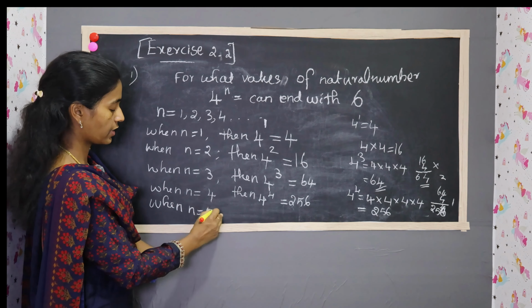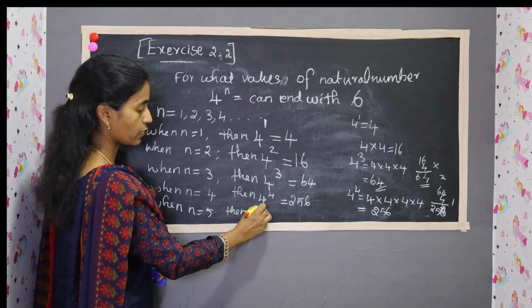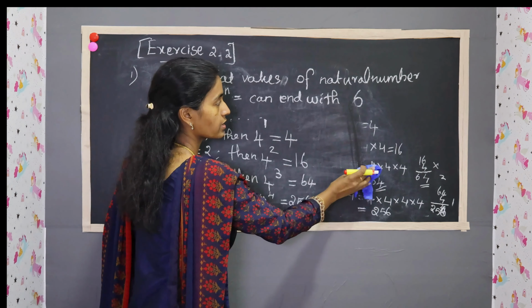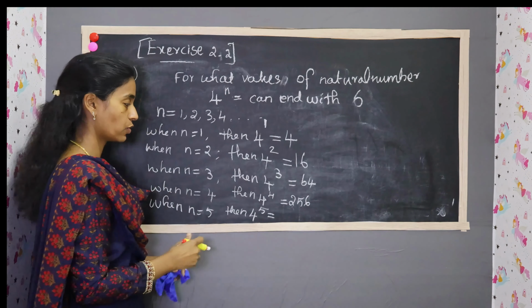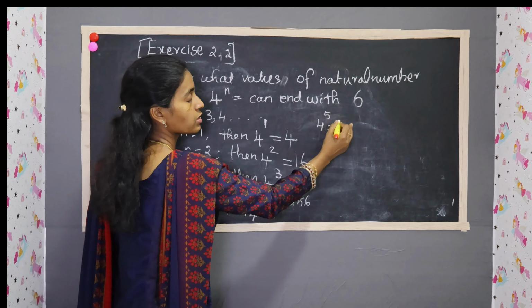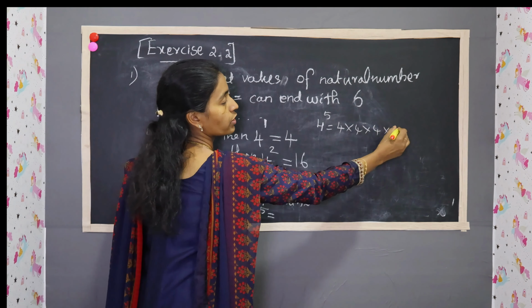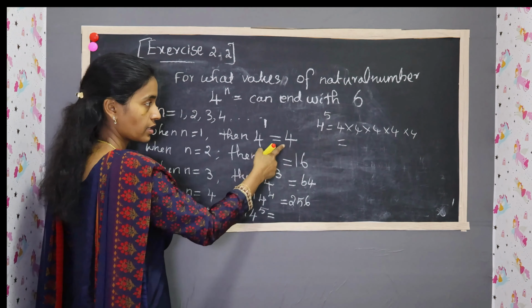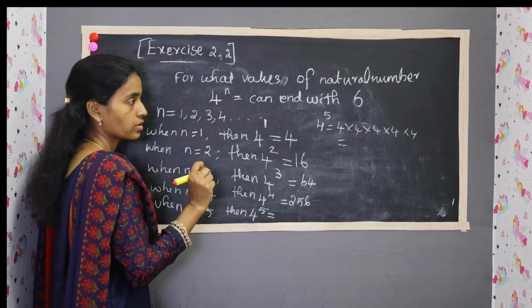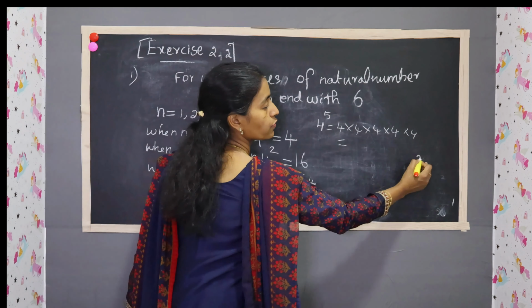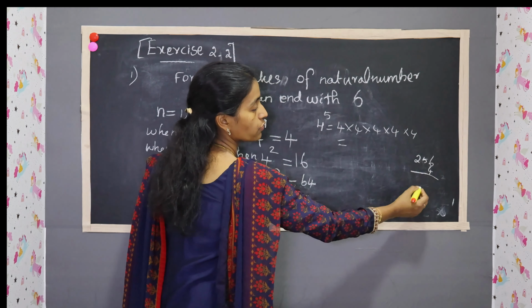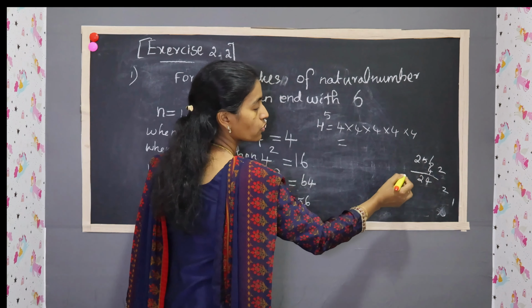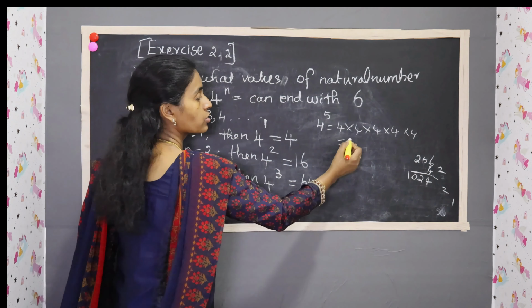When n equals 5, 4 power 5 would be how much? 256 into 4. 4 power 5 means 4 into 4 into 4 into 4 into 4. 4 into 4 is 16, 16 into 4 is 64, 64 into 4 is 256, and 256 into 4: 6 into 4 is 24, 5 into 4 is 20, 20 plus 2 is 22, 2 into 4 is 8, 8 plus 2 is 10. So 1024.